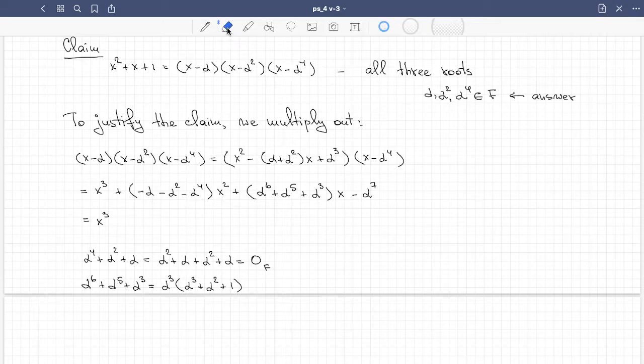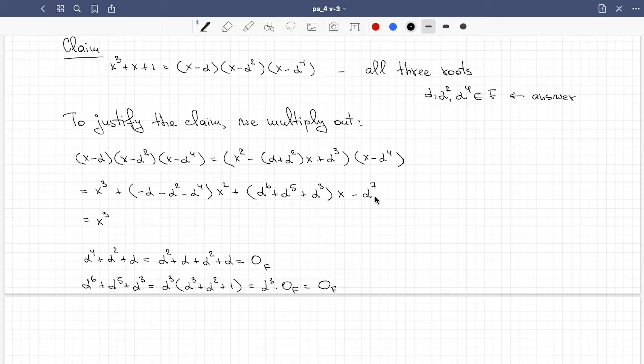Sorry, first of all, it is cube. Alpha is a root of this polynomial. We started with: let alpha be a root of this polynomial. So this is 0. This is alpha cubed times 0, and this is 0. So this goes away, this goes away.